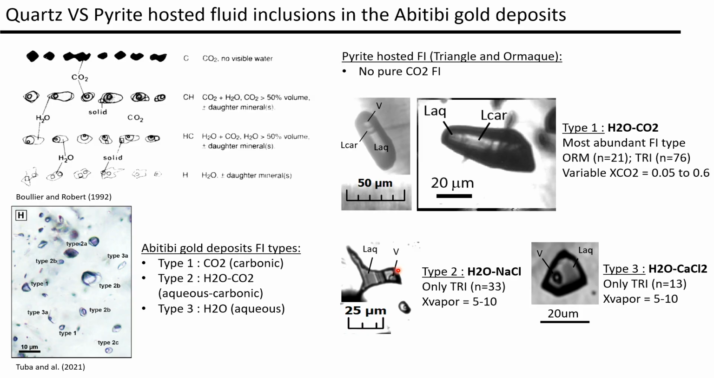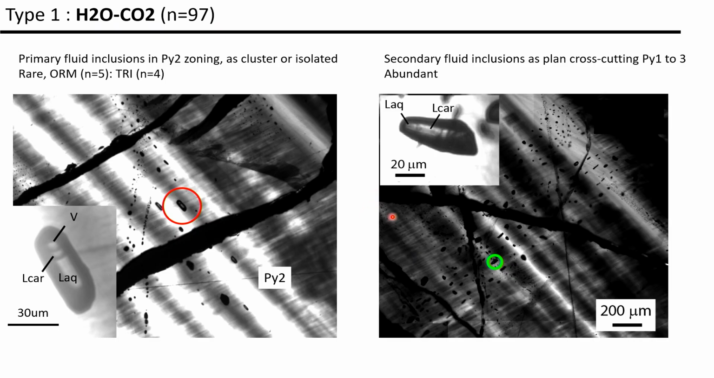I've divided them into 2 different types. The first one is the H2O-NaCl fluid inclusion. Both types were only found in the shear veins of Triangle, and they present vapor phases around 5 to 10%. So type 2 is H2O-NaCl, and type 3 is H2O-CaCl2, and I will talk about it later. So the first one is the aqueous-carbonic fluid inclusion, the most abundant.